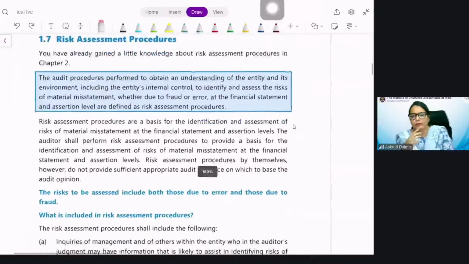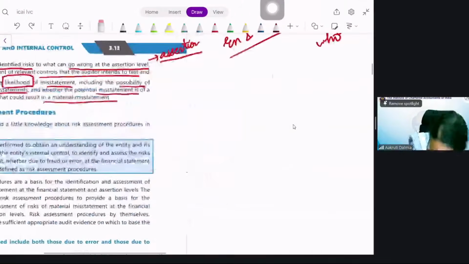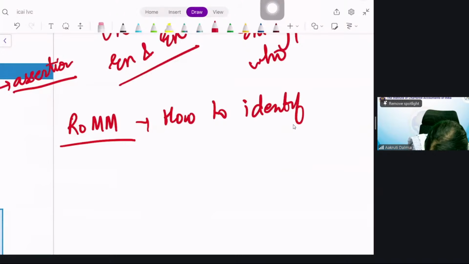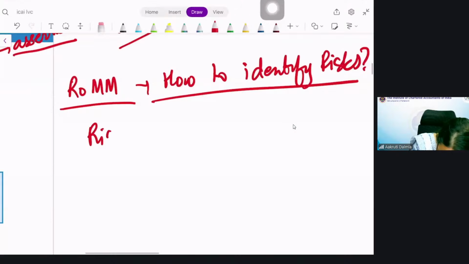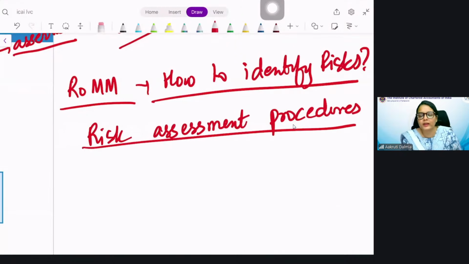Now we'll do the last topic for today. We have been talking about risk of material misstatement, but how to identify risks? Everyone says find the risk, find inherent risk, find control risk. But how to find those risks? By risk assessment procedures. How to find risks? By doing risk assessment procedures.